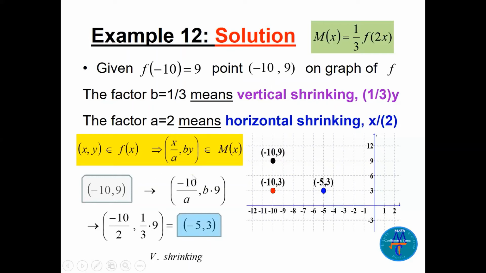This is another easy way you can do it. This is the given, if you want. See a here, the x is divided by a. a is the factor 2. And 9 here is the y, so we multiply it by b. b is 1/3, it's outside. You can do it this way if you like, without graphing. So you go from (-10, 9) to (-10 over a, which is -10 over 2, b times the 9, 1/3 times the 9 is 3). So that's the point now.